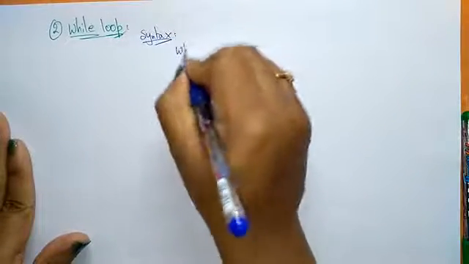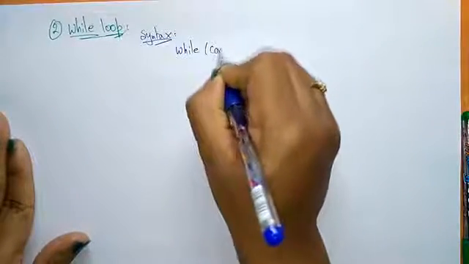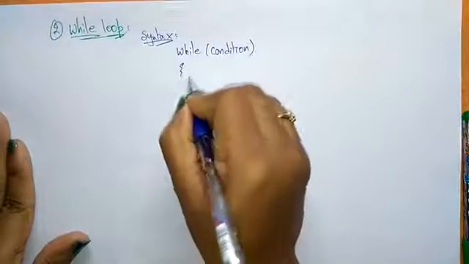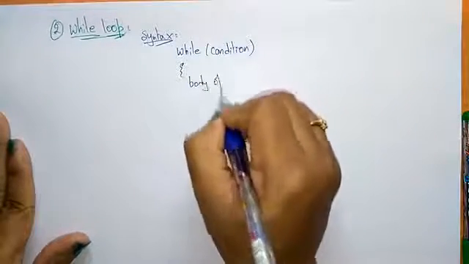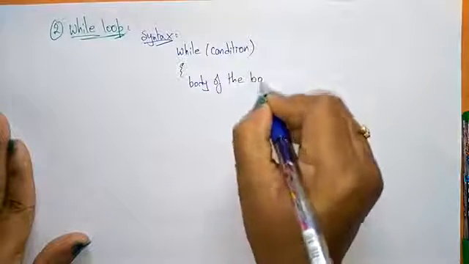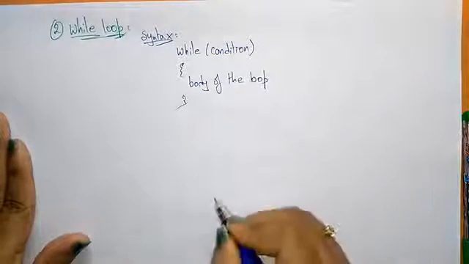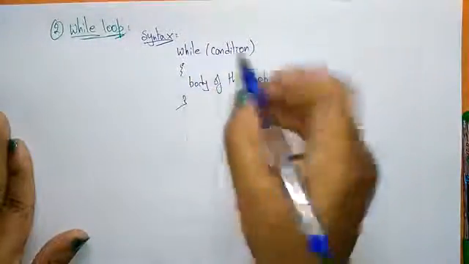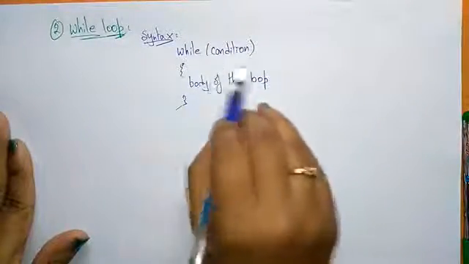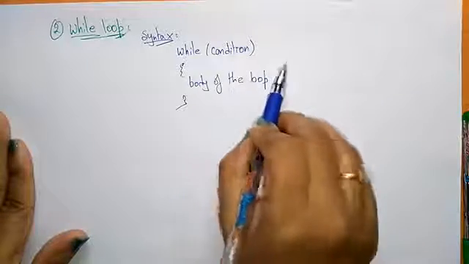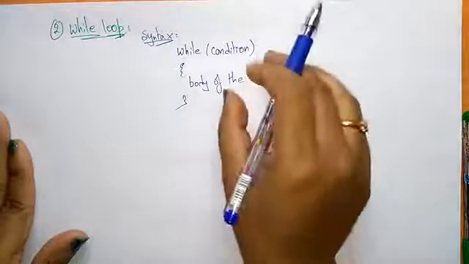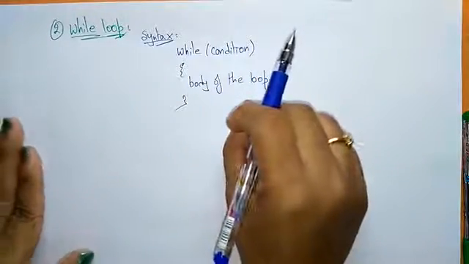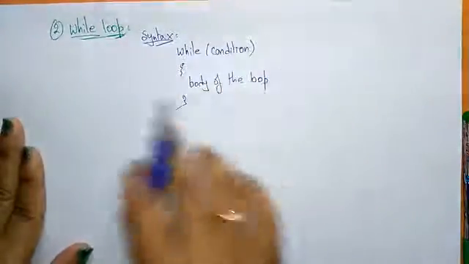First, in the while loop, it checks the condition. If the condition is satisfied, it enters the body of the loop and closes the body of the loop. Only simple. In the while loop you don't have the three parts, that is the initialization, condition and increment. Here only the condition is checked. When the condition is satisfied, it executes the body of the loop a number of times.